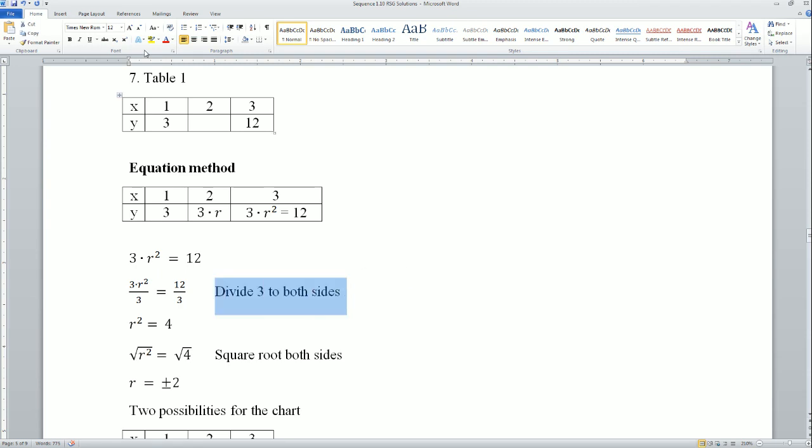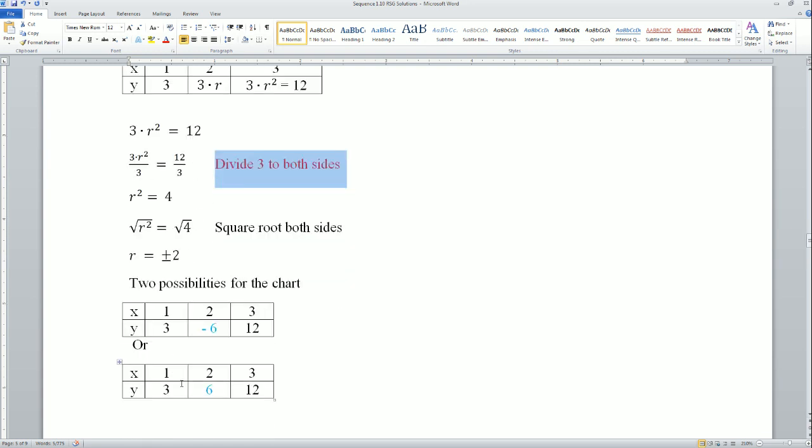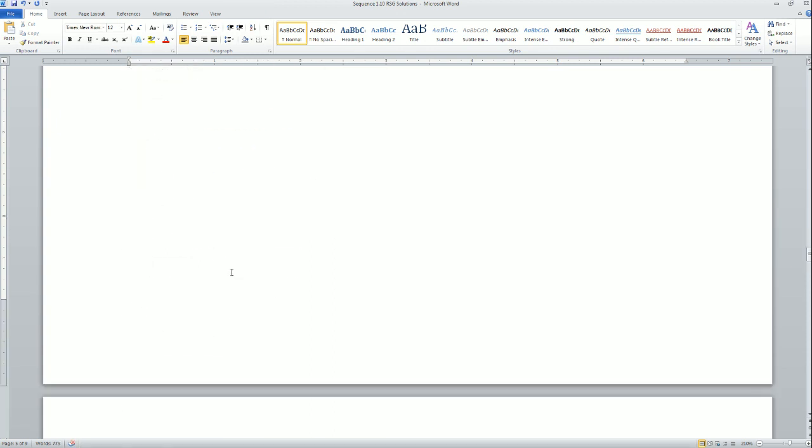I set up my equation. I divide by 3 on both sides because I am trying to isolate r alone. I am left with r squared equals 4. To get rid of the squared, I square root both sides. Square rooting 4 gives me positive 2 and negative 2. So there are 2 possible answers for the chart. 3 times negative 2 would be negative 6, then it becomes 12. Or 3 times 2 gets me 6, then it becomes 12. Do you see how there are 2 possible answers? Negative 6 or positive 6, depending on your solution, because again, the common ratio can be a positive 2 or a negative 2 in this case.